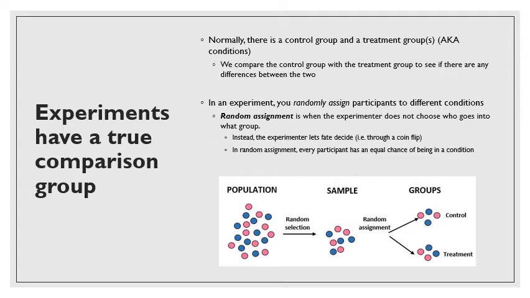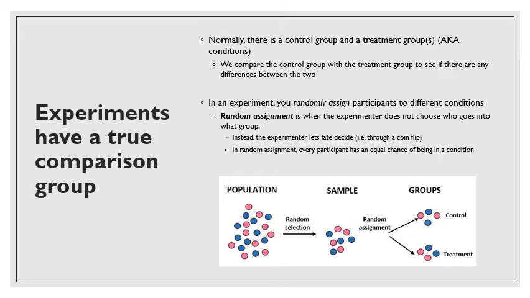Therefore, in correlational studies, although you can have these comparison groups, and I always emphasize in your hypothesis to have some sort of comparison group despite the study design, it's not a true comparison group like it is in an experimental research study. We oftentimes compare the control group with the treatment group to see if there's any differences between the groups. One place you'll normally see this is in medical research, in which we have one group that receives some sort of treatment, a medical pill of some sort, and the other one that receives a placebo pill or no pill at all. In an experiment, you need to randomly assign your participants to different conditions.